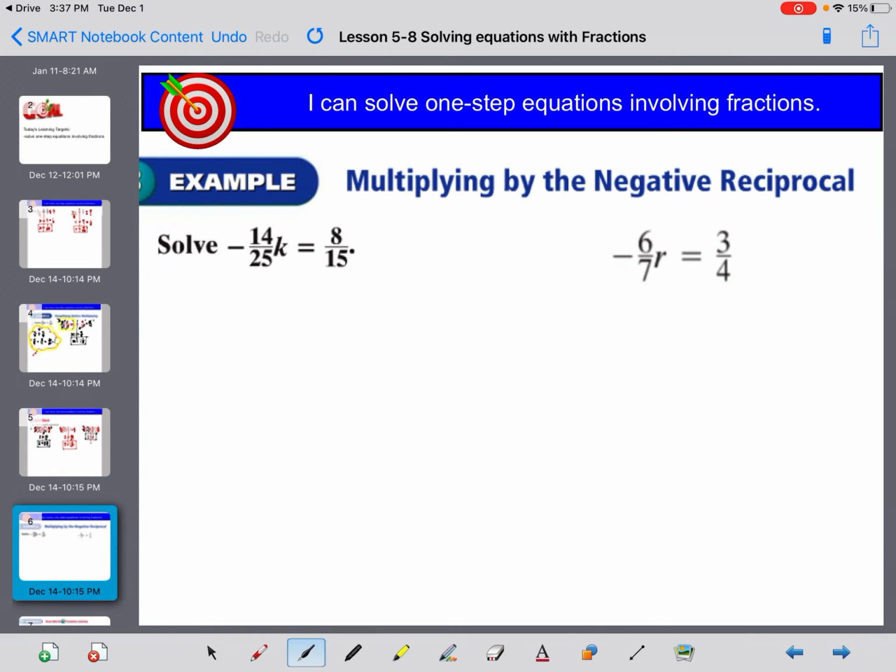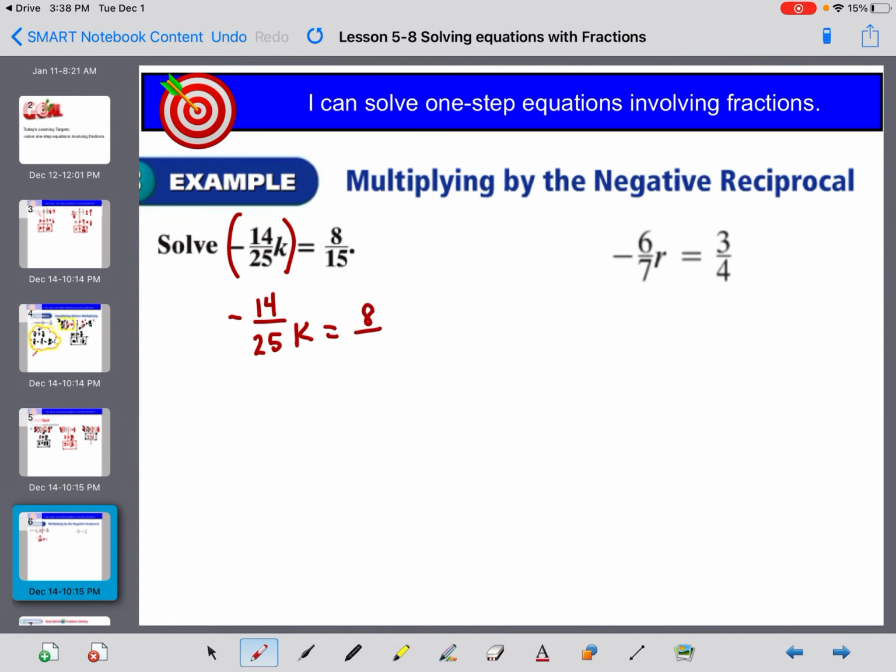All right, so what about if I have a negative number? Some of you, when you look at this, you think, oh, I need to add 14/25. Hold your horses. Do you see that negative 14/25 is being multiplied by my variable k? Since that's being multiplied, I need to do the inverse of multiplication, which would be to divide. I'm going to rewrite this so that it's a little clearer.